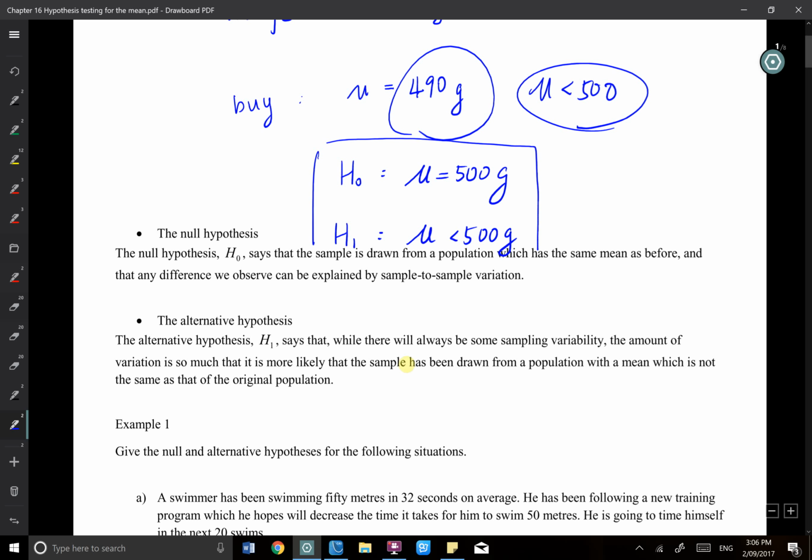And the alternative hypothesis is H1. It says that while there will always be some sampling variability, the amount of variation is so much that it is more likely that the sample has been drawn from a population with a mean that is not the same as that of the original population.